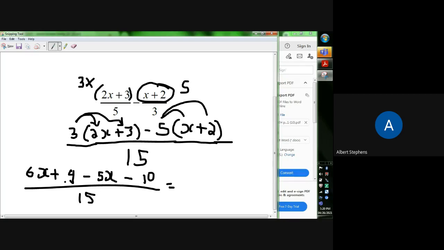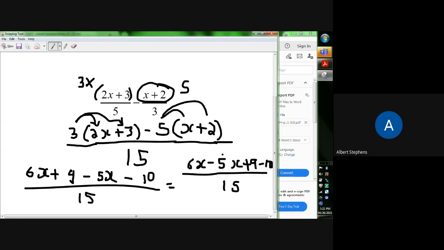Now, what we're going to do next is group like terms. As you can see, 6x and 9 are unlike. But you can actually group 6x and what? 5x. And you can group the 9 and the negative 10. So I'm going to group the like terms together. Notice there's no change in their sign. So it's plus 9 minus 10, all over 15. And then we just proceed to compute the like terms.